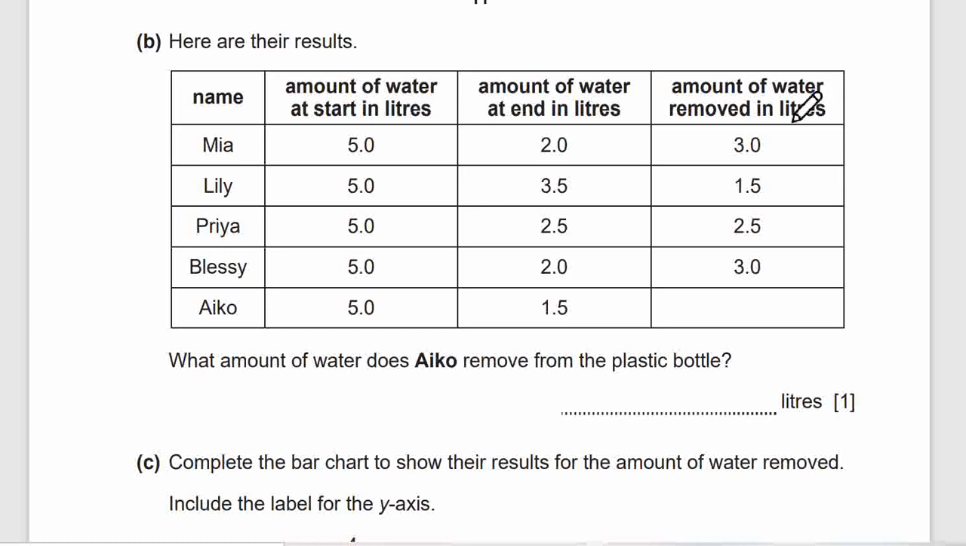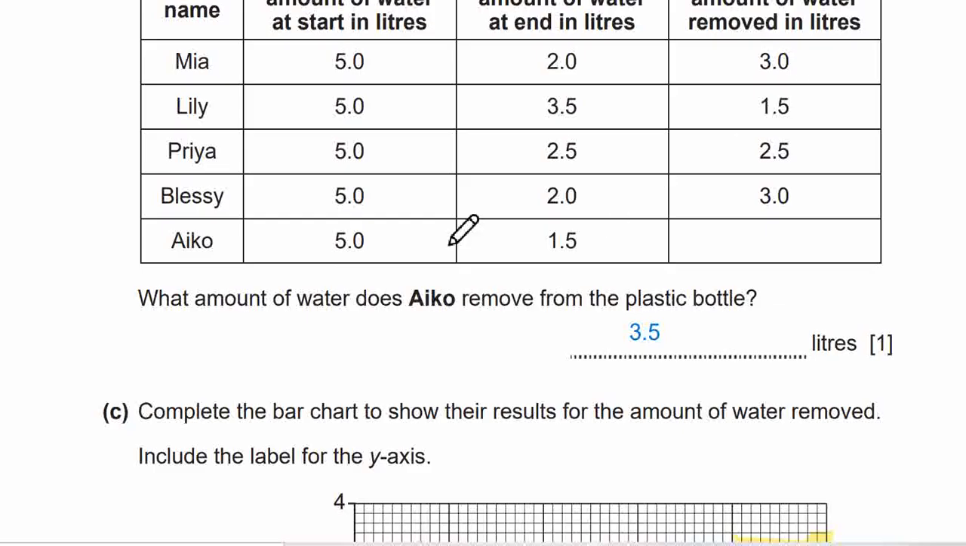For the amount of water removed in liters, we just subtract the end from the start. 5 minus 2 is 3. 5 minus 3.5 is 1.5, and so on. So 5 minus 1.5 is 3.5. That will be our answer, 3.5.